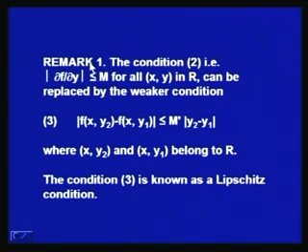Now, let us study remark 1. The condition 2, that is mod of ∂f/∂y less than or equal to 1 for all (x, y) in R in the uniqueness theorem, can be replaced by the weaker condition mod of f(x, y2) minus f(x, y1) less than or equal to m' times mod of y2 minus y1, where (x, y2) and (x, y1) are any 2 points belonging to the region R. Now, this condition 3 is known as Lipschitz condition.